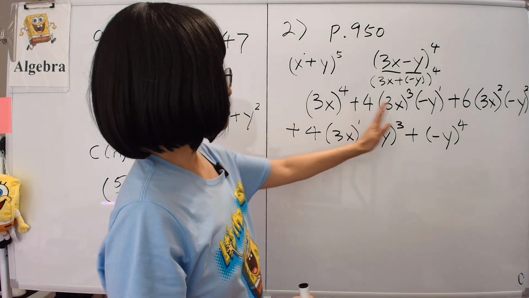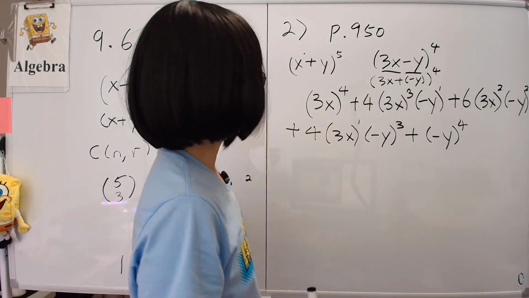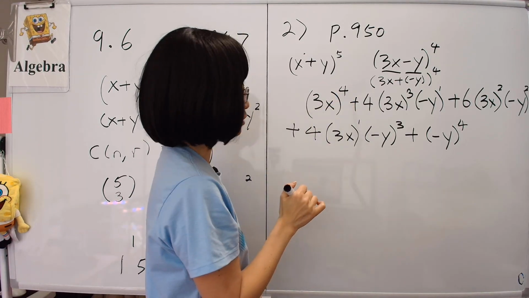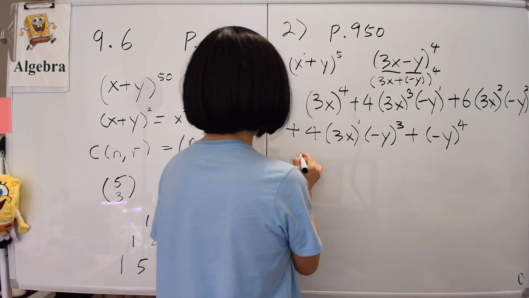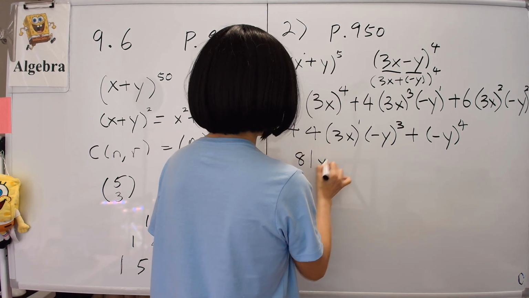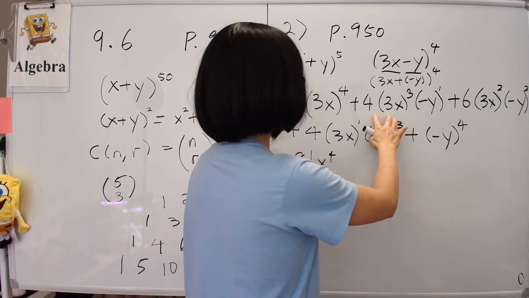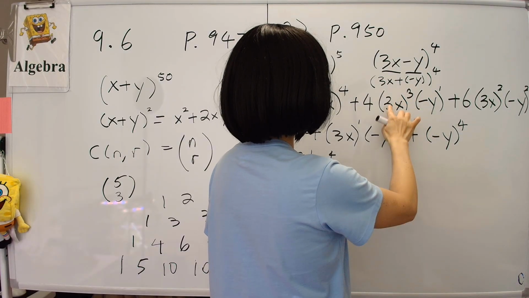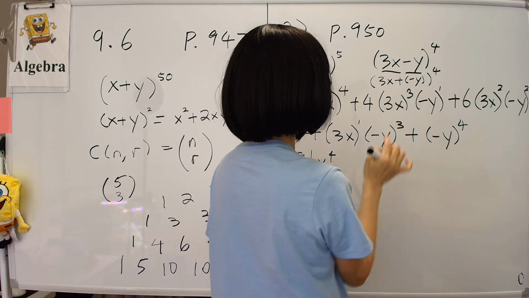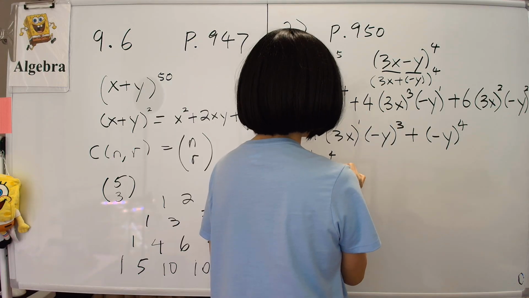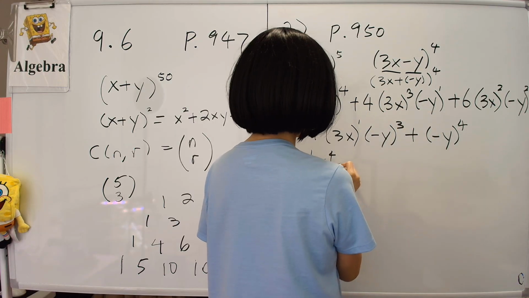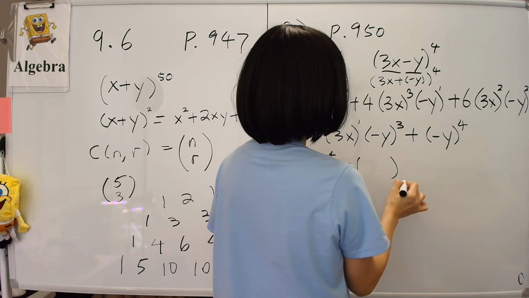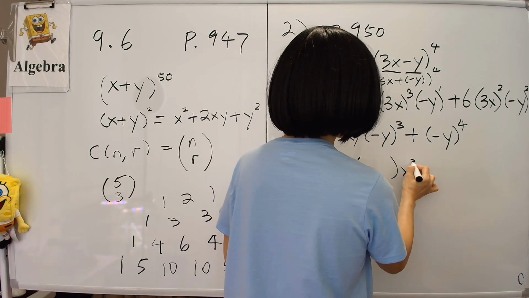So now we have to do some more math. First, 3 to the power 4 is 9 squared, which is 81. So we have 81x to the power 4. This next one is 4 times something. 3 times 3 is 9, 9 times 3 is 27, so 27 times 4. And then there's a negative sign, so we'll write that here, and then x cubed, and then y.